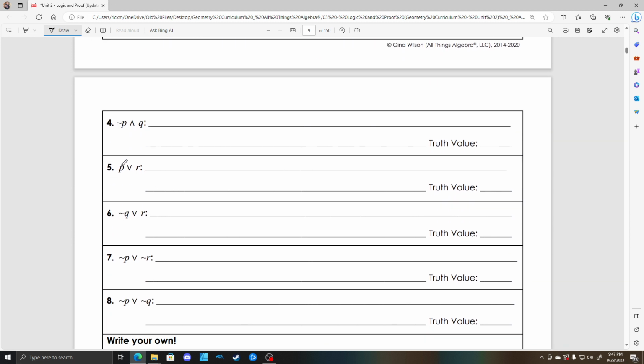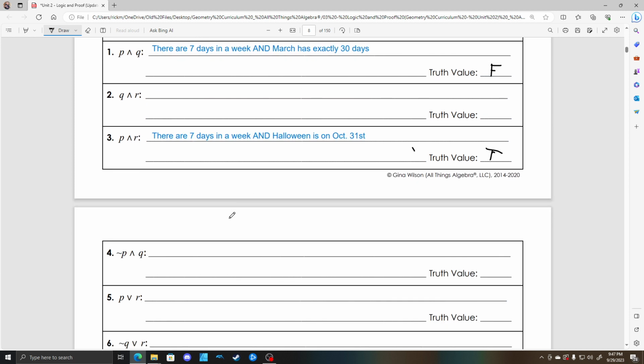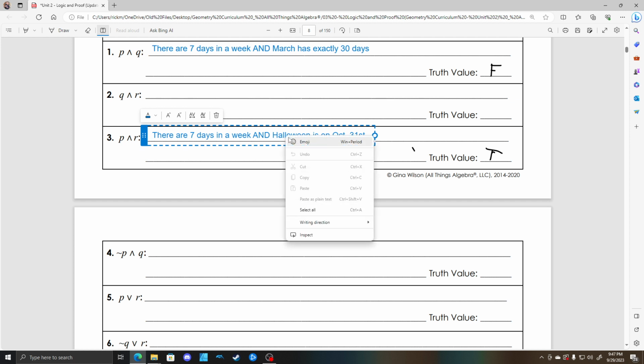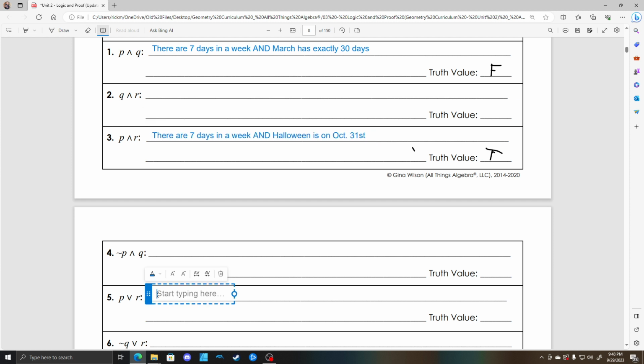So this one says P, and then you'll notice it's a V. So this means or R, right? So P and R were the 7 days and the Halloween, so just like before, right? So I'm going to save myself a little bit of trouble here and paste this on number 5. So in this case, we have to change one thing, right? And it's this and. We have to change it to or, because now we have the or statement.